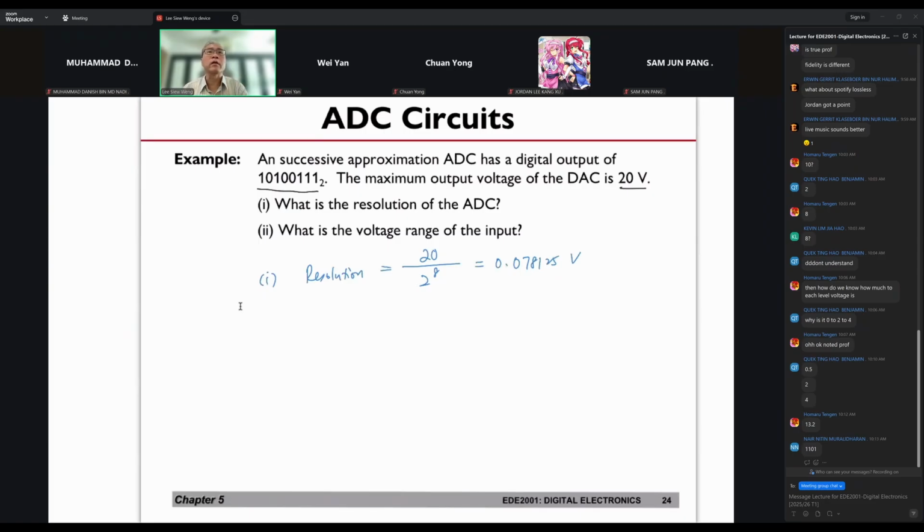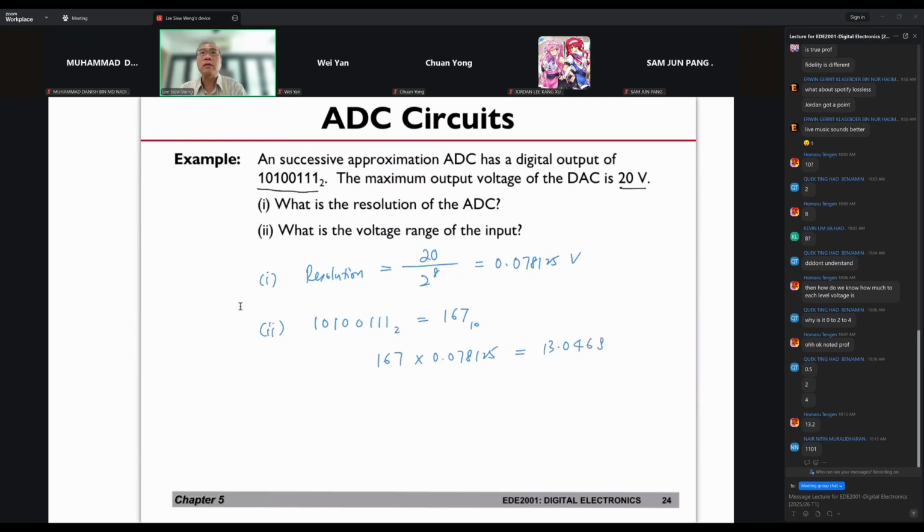Now, what is the voltage range of the input? Because the input is digitized as this, they're asking for the range of the input. What we are going to do is very simple. We find out what this binary number corresponds to in decimal. So it's 167 in decimal. At level 167, how do I get the corresponding voltage? It will be 167 times this.